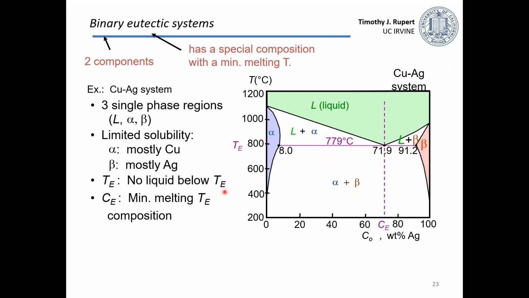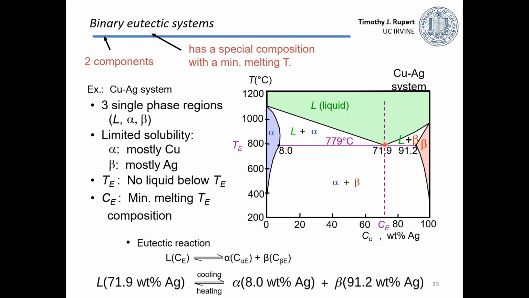And you can look at this C sub E, this would be the eutectic concentration. This tells you what composition, or where that eutectic temperature lies on this plot. What's the X location of it? Okay. And if we look at the details of this, we can pick out what the compositions of the different phases are. So at that eutectic point, our liquid, which is 71.9 weight percent silver, would want to change into two solids. And those solids are going to be a solid alpha with 8% silver and a solid beta with 91.2% silver.